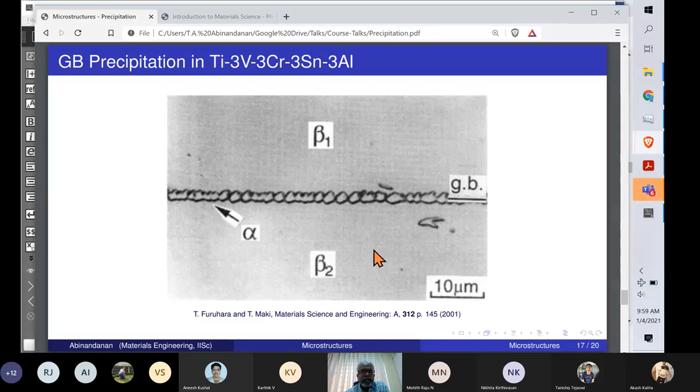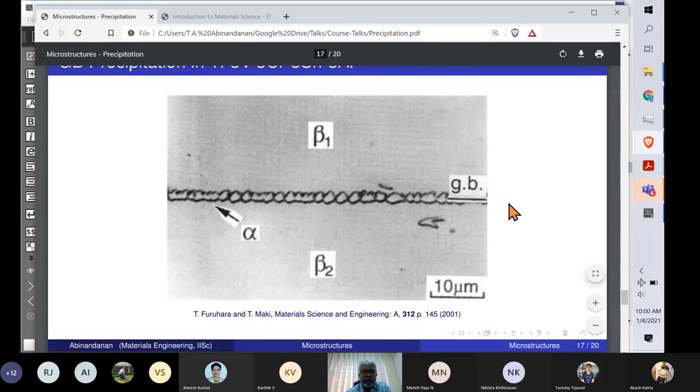Here's yet another precipitation situation where the precipitation has happened primarily at the grain boundary. Inside the grain, nothing much has happened. And this is mainly because of the difficulty of nucleation that we have already talked about. And this is a classic case of heterogeneous nucleation happening at the grain boundary.